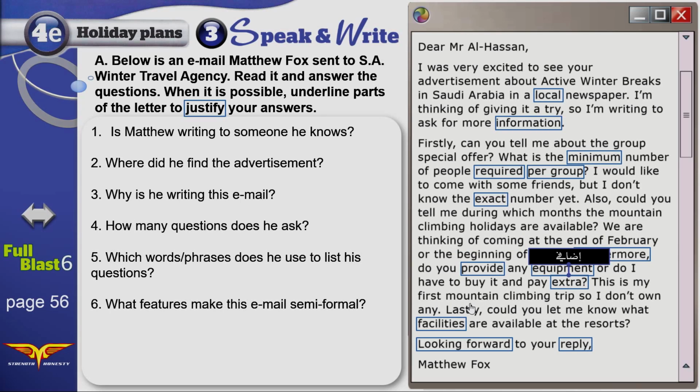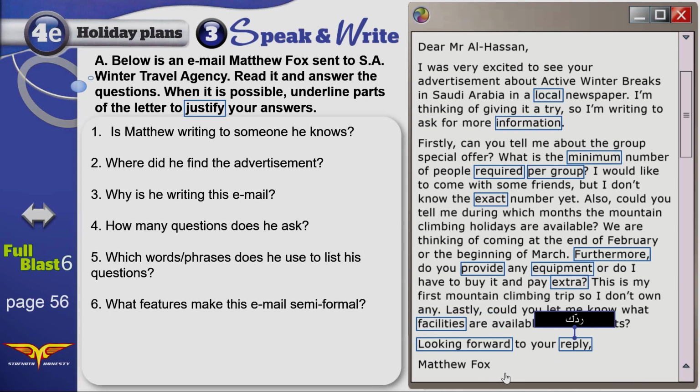This is my first mountain climbing trip, so I don't own any. I don't have equipment. By the way, equipment is always singular. Never say equipments. I don't have any equipments. No, I don't have any equipment. Lastly, could you let me know what facilities are available? What facilities, what services, what rooms are available at the resorts? I am looking forward to your reply. I am waiting. I am excited to read your reply, to read your answer to these questions.